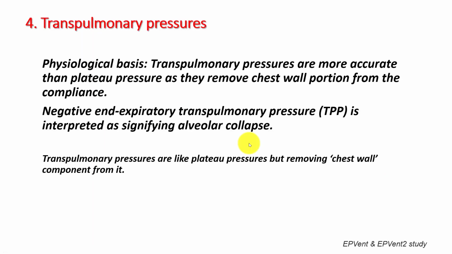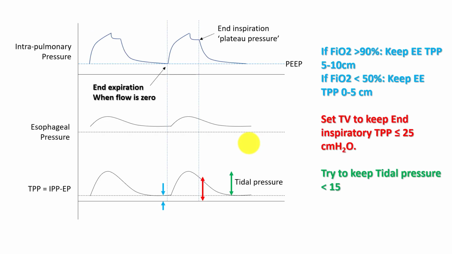So what's the physiological rationale behind using this? The transpulmonary pressures are more accurate than plateau pressures as they remove the chest wall portion of the compliance, and a negative end expiratory transpulmonary pressure is interpreted as signifying alveolar collapse. On the top we have the pressure time waveform from the ventilator, and you can look at the peaks and the plateau pressures and the end of the expiratory limb.